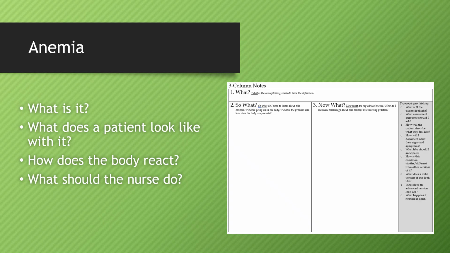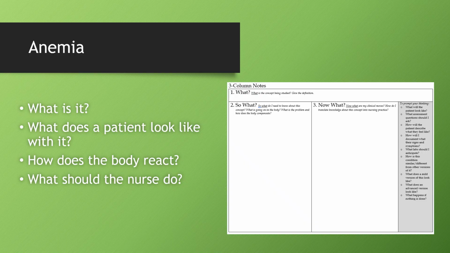So what is anemia? We are going to take a moment and just discuss what anemia is, what does it look like with the patient, and how does the body react, and what should the nurses do. And so I will have a handout for you guys to do that, and then we will discuss it.